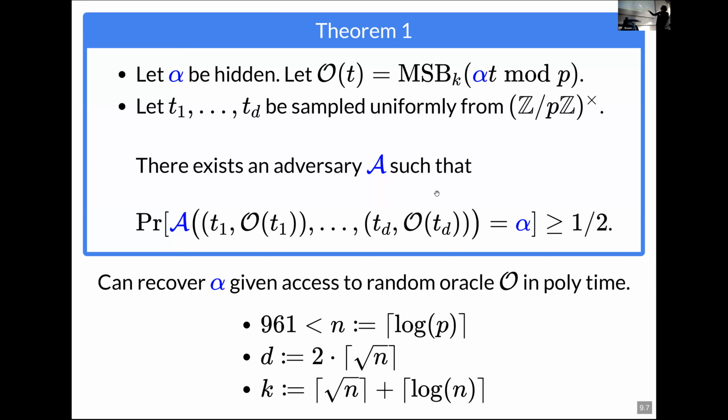And I'll quickly note some details here for these numbers. So n is going to be the number of bits in p. Now, this theorem in the original paper, they state this for large enough n. So we formalize this to be greater than 961. And this is a reasonable bound. Typically, when you're working with cryptographic protocols, you'll have primes with much more bits than 961. So this is fine. D and k are also relatively small.